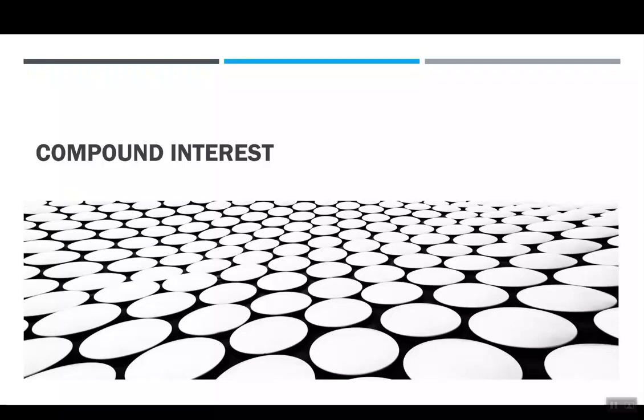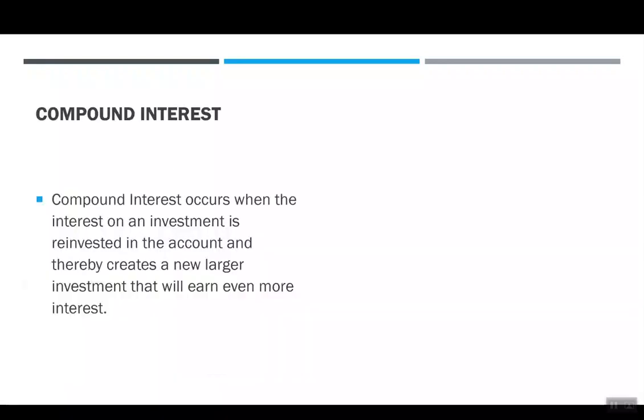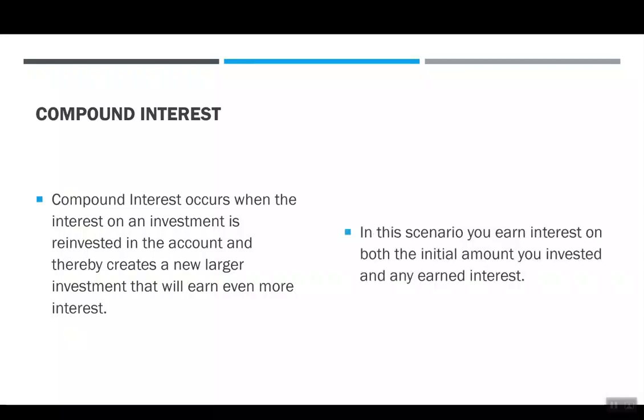Today we're going to talk about compound interest. Compound interest occurs when interest on an investment is reinvested in the account and thereby creates a new larger investment that will earn even more interest. In this scenario, you earn interest on both the initial amount you invested and any earned interest.